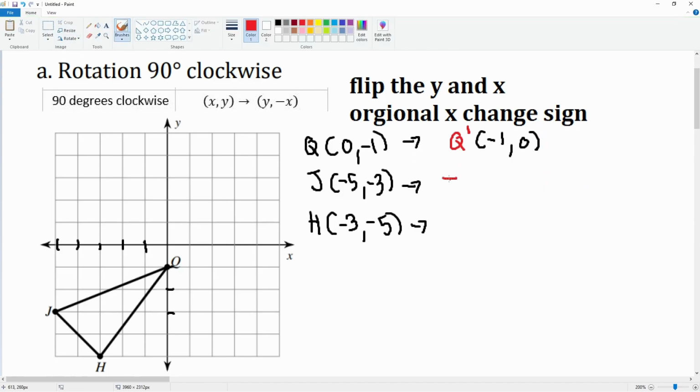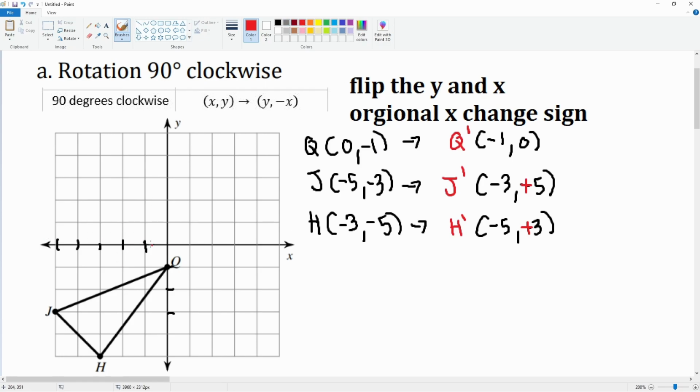okay, J prime. So we have flip-flop -3 comma -5. The original X was a -5, so now it's going to be a +5. Okay, now we look at H prime. It is -5 comma -3. The original X, which was a -3, becomes a +3 now. Okay, all right, so this now allows us to graph.